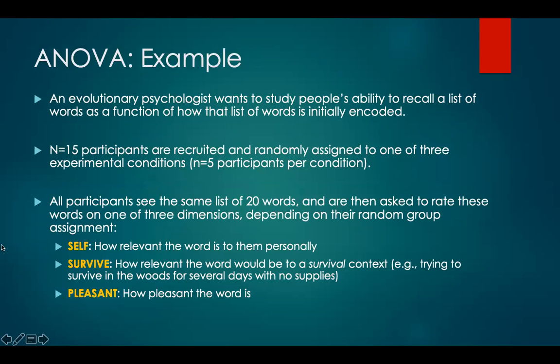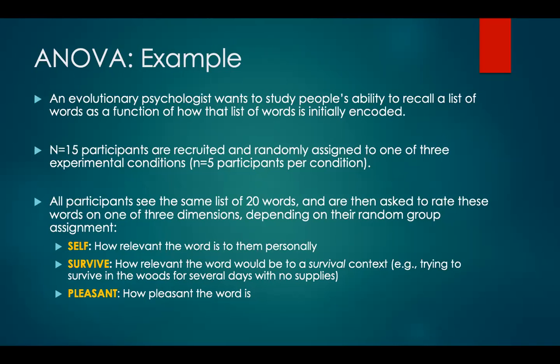So let's start out with an example. An evolutionary psychologist wants to study people's ability to recall a list of words as a function of how that list of words is initially encoded. And the sample size is 15 participants, so they're recruited and randomly assigned to one of 3 experimental conditions. So 5 participants in each of those conditions. Now, all participants see the same list of 20 words and are then asked to rate these words on one of the following 3 dimensions. But this dimension depends on their group assignment.